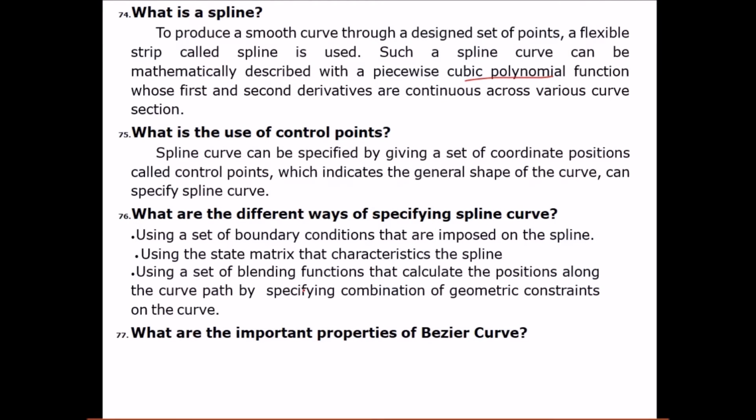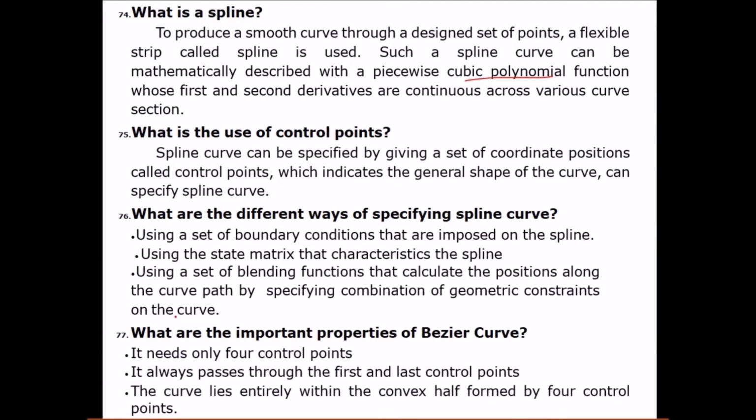What are the important properties of a Bezier curve? It needs only 4 control points. It always passes through the first and last control points. The curve lies entirely within the convex hull formed by the 4 control points, so it always remains inside the convex hull.